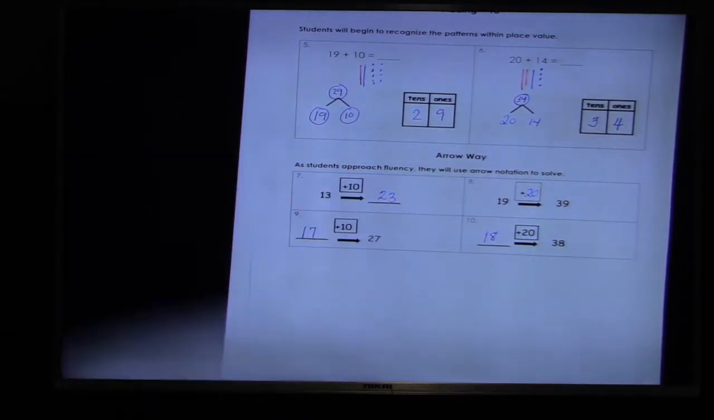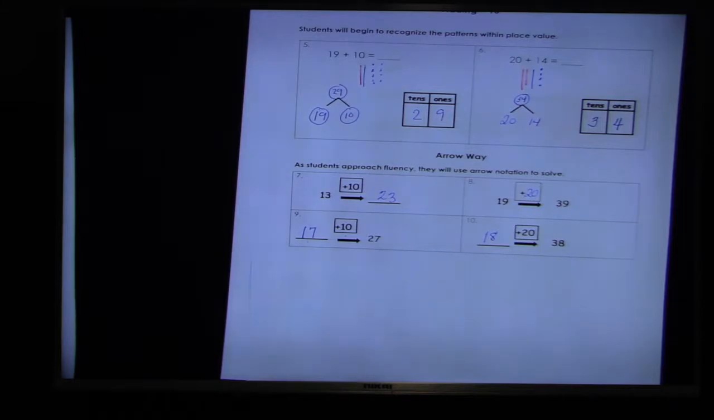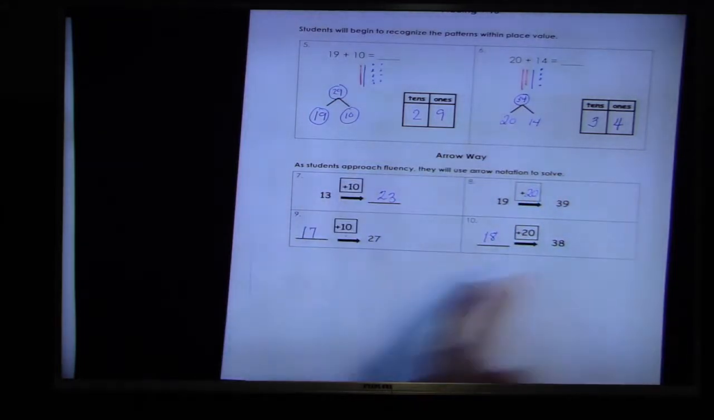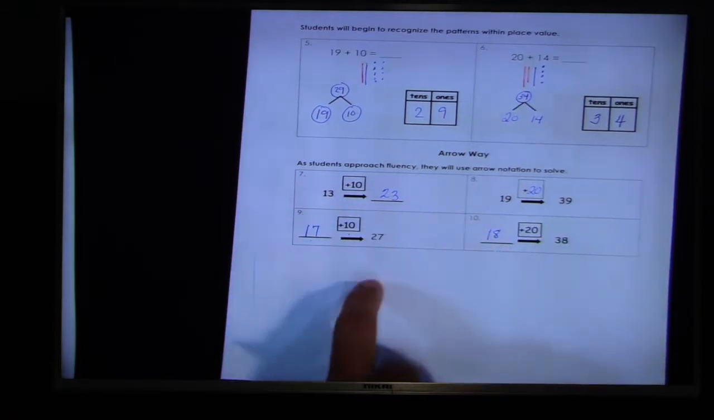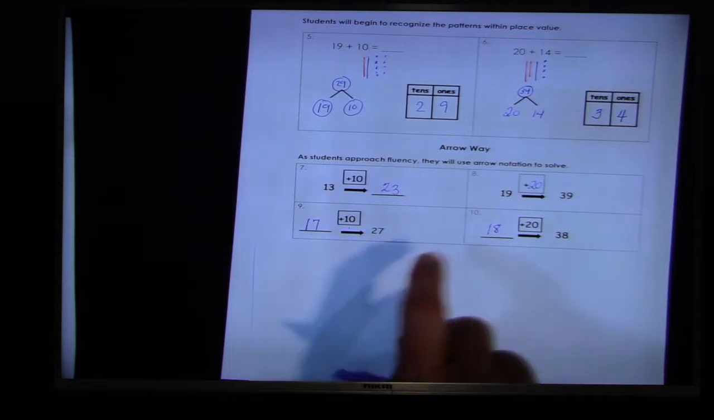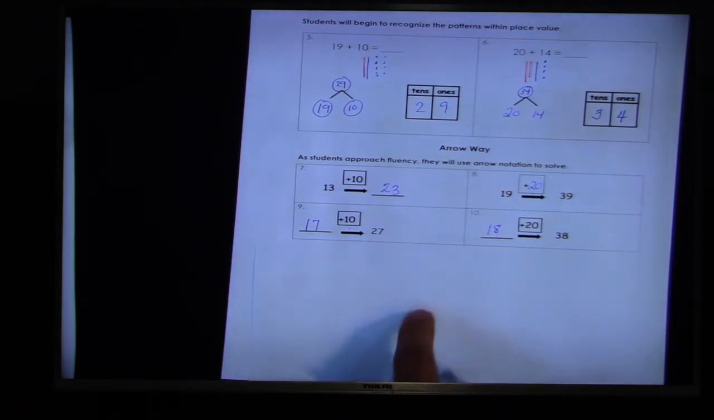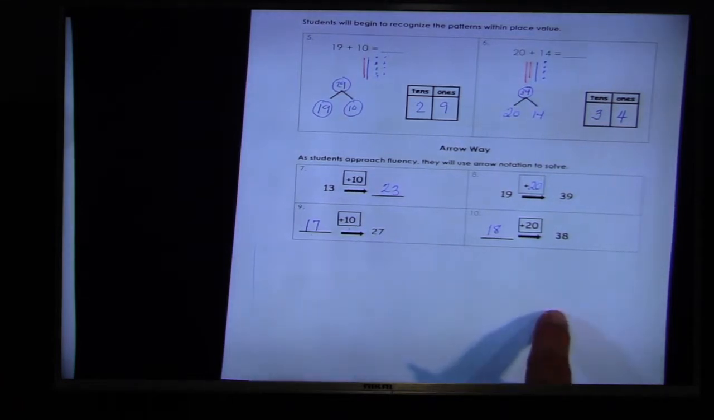This arrow way or arrow notation is being introduced here. Some kids love it. Other kids will begin to see its use as the problems get more complicated. But when we're introducing something new, we want to take them back to the math that they already know. So they should be able to do the plus 10 and minus 10 when we do this. It's the notation that we're teaching here.